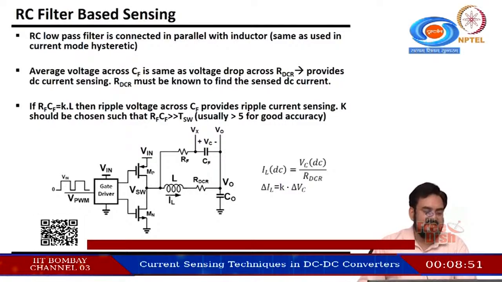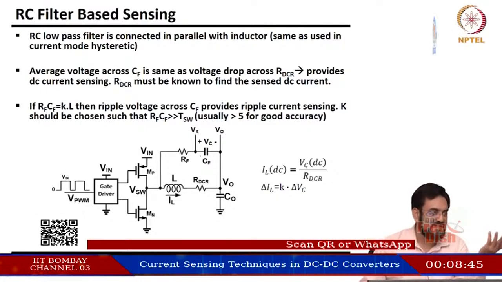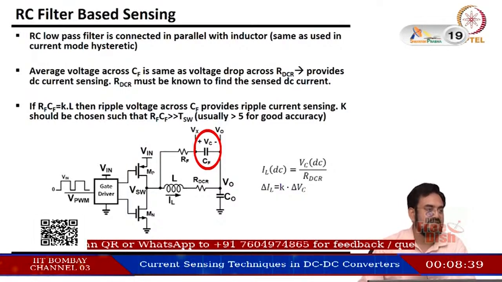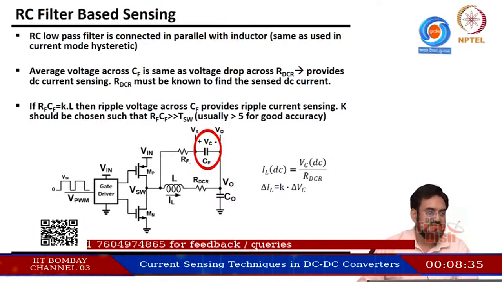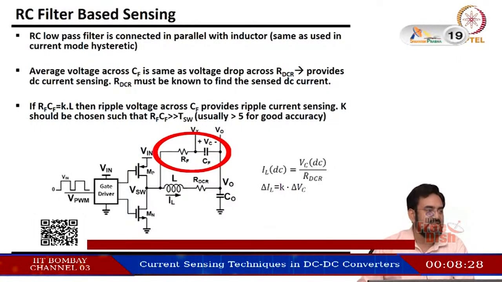So this is RC filter based sensing. Another same thing which we used in hysteretic, current mode hysteretic, if you remember. But here if you see, you have both the information actually, ripple as well as DC. So if you look at this, this is nothing but a low pass filter, correct?